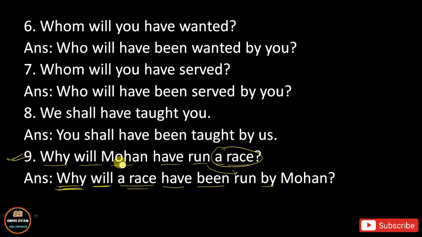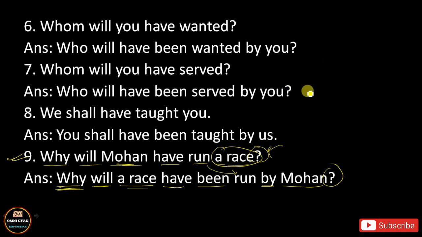By plus subject is Mohan. Mohan is doing the action of running, or will have been doing the action of running. So Mohan is the subject. So by plus subject, by plus Mohan, and then you put a question mark because this is an interrogative sentence. Why will a race have been run by Mohan?